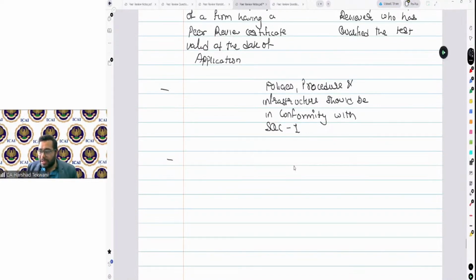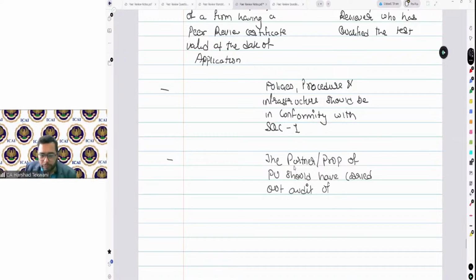Another condition is that the partner of the practice unit or the proprietor has carried out audit of a listed company in the last 3 years. So the partner/proprietor of the practice unit should have carried out audit of a listed company in the last 3 years.